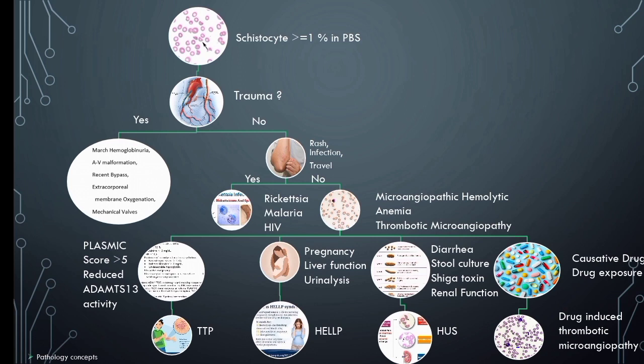DIC is disseminated intravascular coagulation. It is an emergency. It causes prolonged coagulation studies, a positive D-dimer test, and decreased fibrinogen level. It results in microangiopathic hemolytic anemia due to fibrin-rich microthrombi formation.